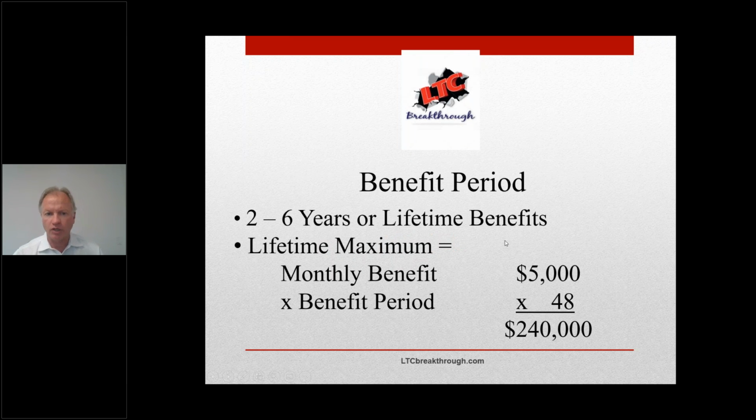So the benefit period. You have options of anywhere from 2 through 6 years or lifetime benefits in most policies as a decision you'll have to make in terms of how long you want your monthly benefit to be paid to you. Lifetime benefits means that your benefits never run out. So in our example here, where we have a monthly benefit of $5,000, they would pay you that $5,000 forever and your benefits would never run out.